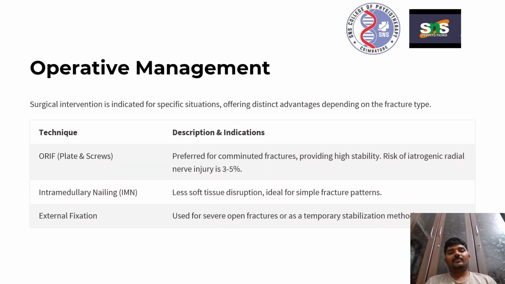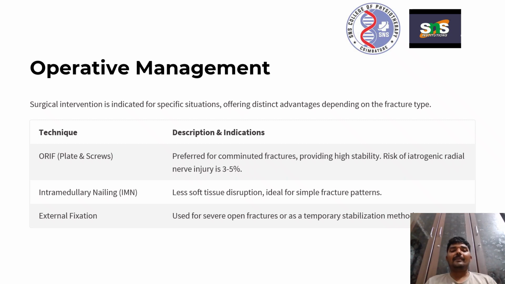Then operative management. Surgical intervention is indicated for specific situations, offering distinct advantages depending on the fracture type. Techniques: open reduction internal fixation, with plates and screws, is mainly preferred for comminuted fractures, providing high stability, with a risk of iatrogenic radial nerve injury of 3 to 5%.